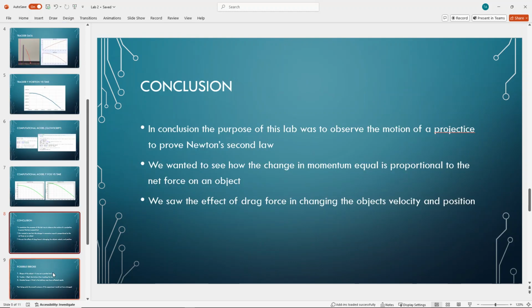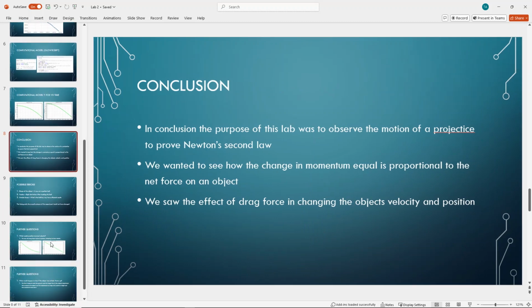In conclusion, the purpose of my lab was to observe the motion of a projectile to prove Newton's second law. We wanted to see how the change in momentum is proportional to the net force on an object. We also saw the effect of drag in changing the object's velocity and position.